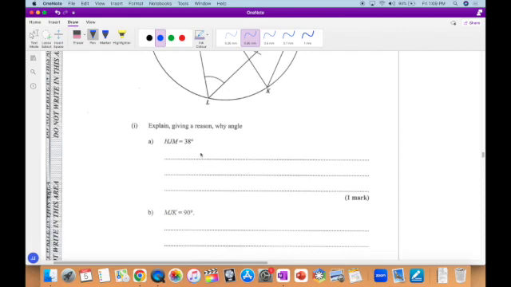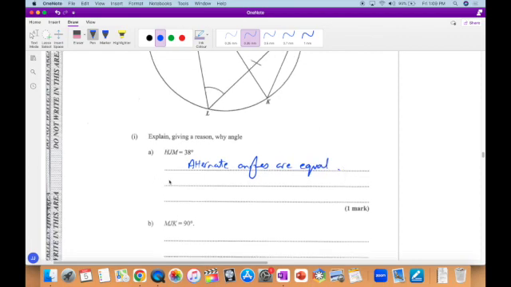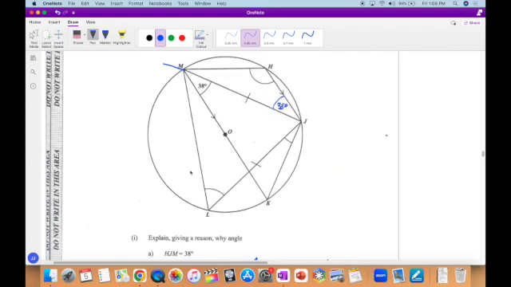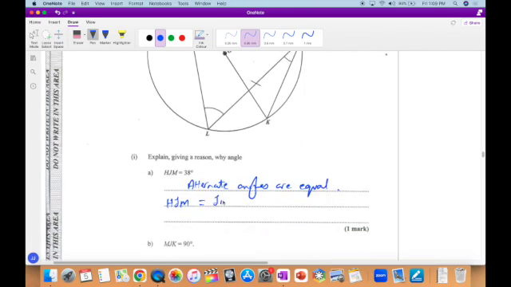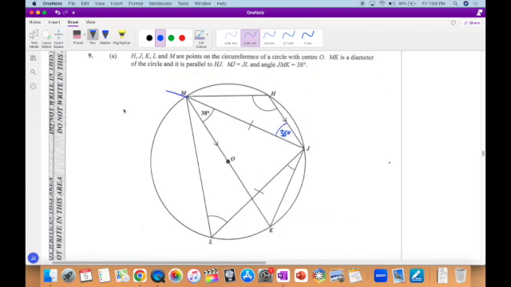Explain why, give reason. So 38 degrees, alternate angles are equal, and you could even say HJM is equal to JMO or JMK, which are alternate angles, which are 38 degrees. Yeah. So we found that one.